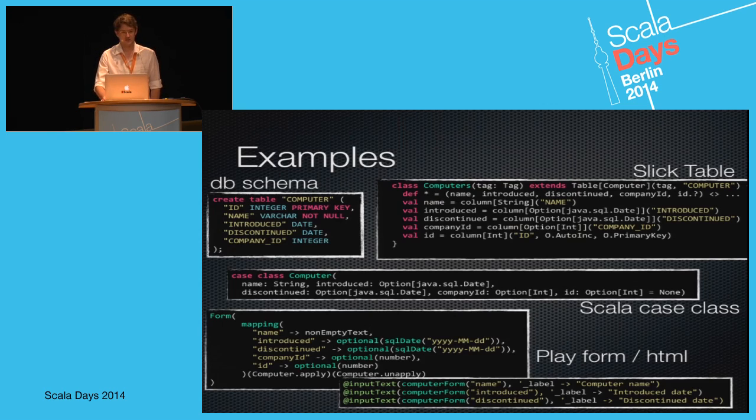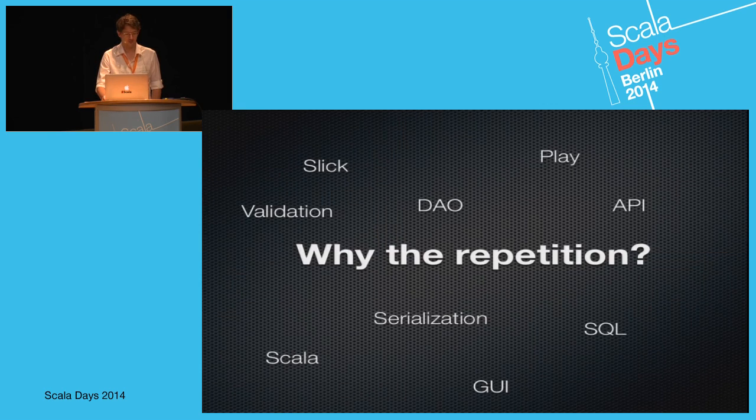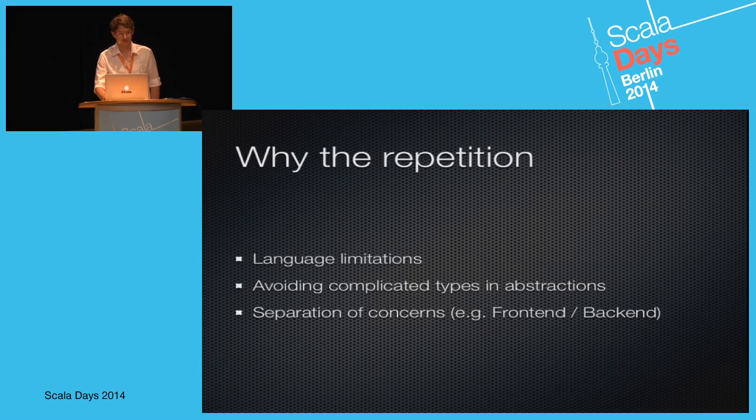And there are a lot of similarities between all these things. So why the logical repetition between those? We repeat the column names everywhere. One of the reasons is language limitations, some of the stuff we just can't abstract over. We can't just take whatever fields we have in a case class and generate HTML from that. I mean, we can, with macros to a certain extent, do some of these things, not everything. There are no type macros in Scala, and they are not coming anytime soon.